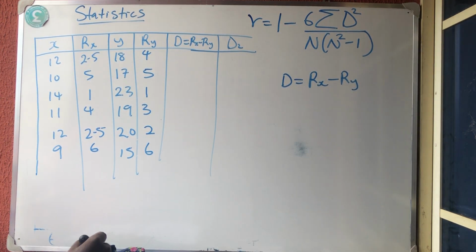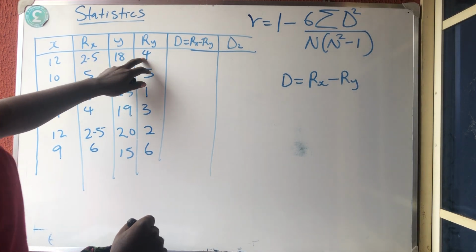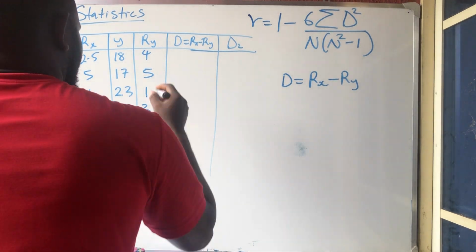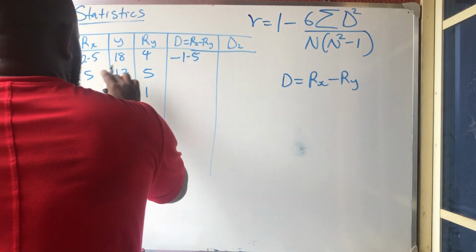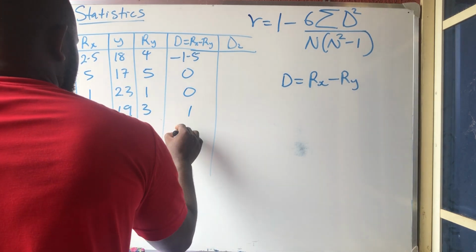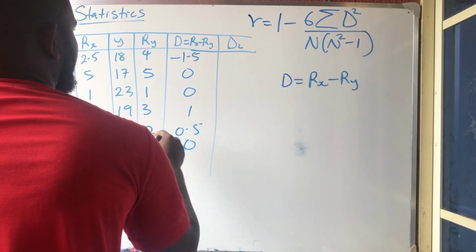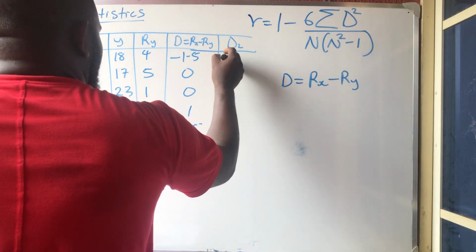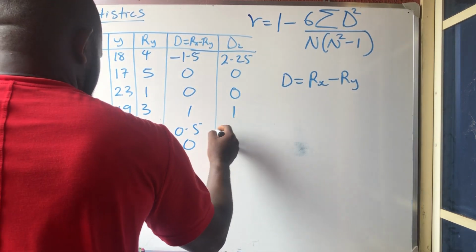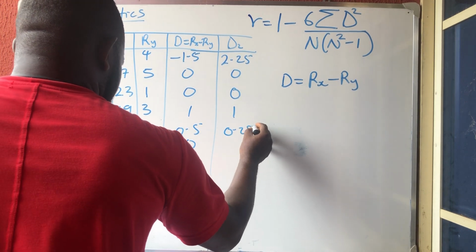So let us subtract 2.5 minus this. I'm having 1.5, right? So I'm having minus 1.5. This minus this, 0. This minus this, 0. This minus this, 1. This minus this, 0.5. This minus this, 0. So 1.5 squared will give me 2.25. This square is 0. This square is 0. This square is 1. This square is giving me 0.25. And this square is 0.